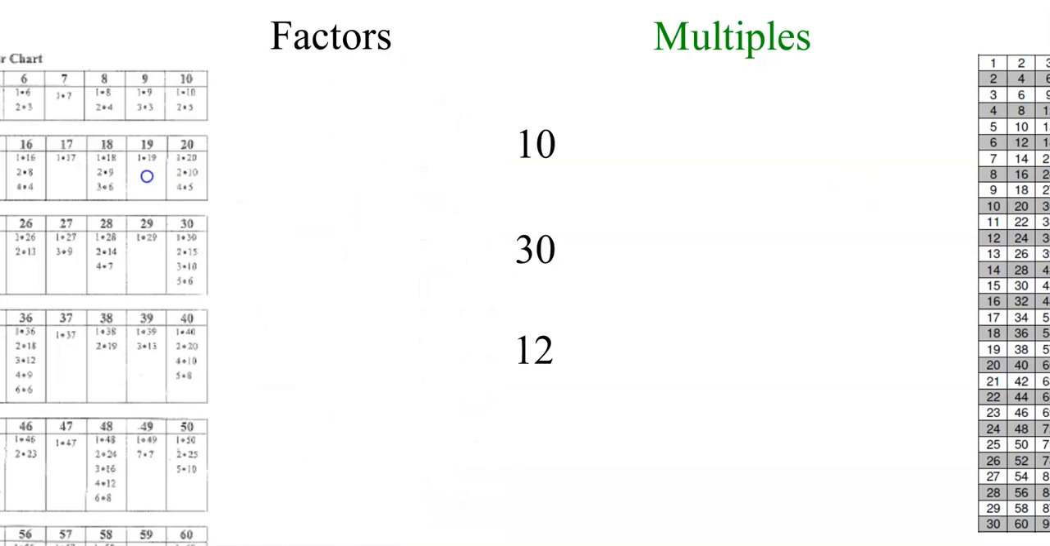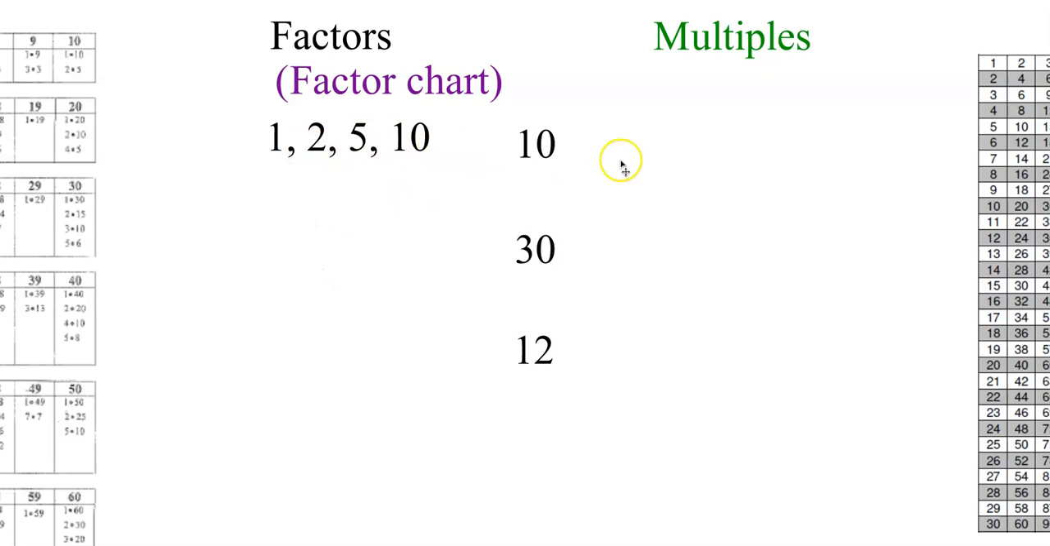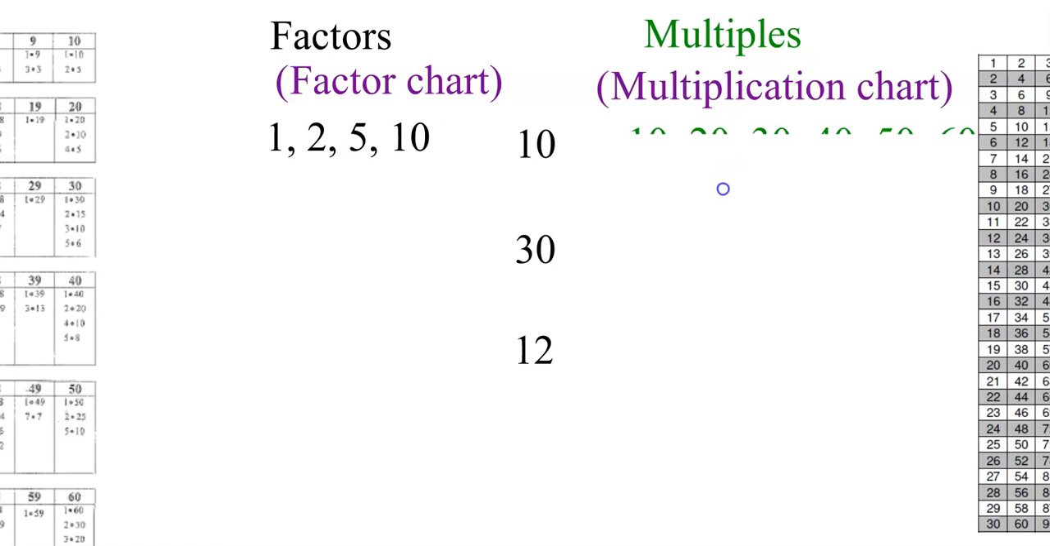So I'm going to move this chart over now. And I'm basically going to show you the examples, the difference between factors and multiples when I look at the numbers 10, 20, and 30. So notice for 10, if I make a factor chart and I just do a list, the factors are 1, 2, 5, and 10. But the multiples in a multiplication chart are skip counting by 10. And these multiples go on forever.